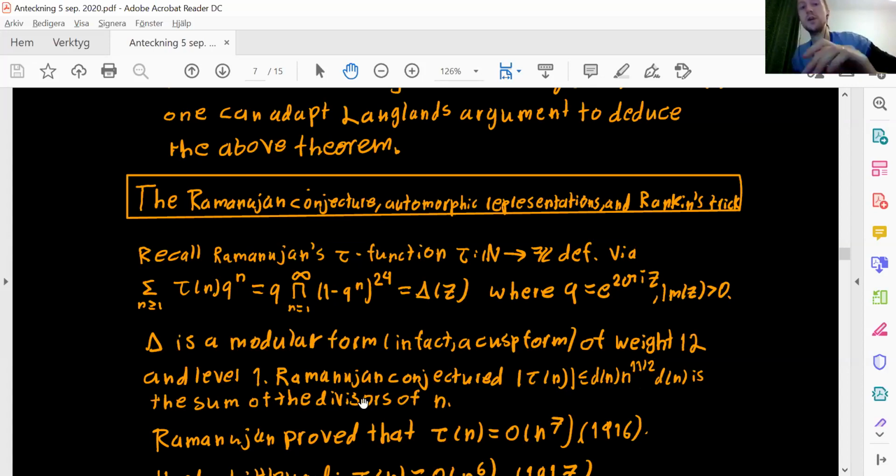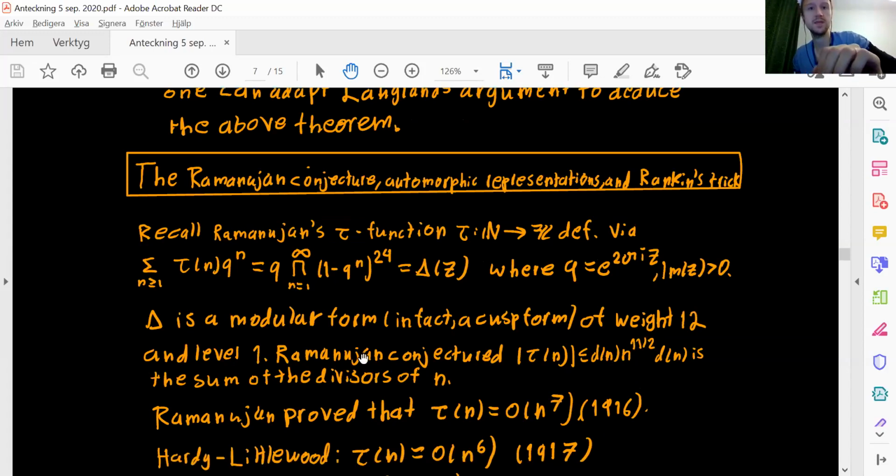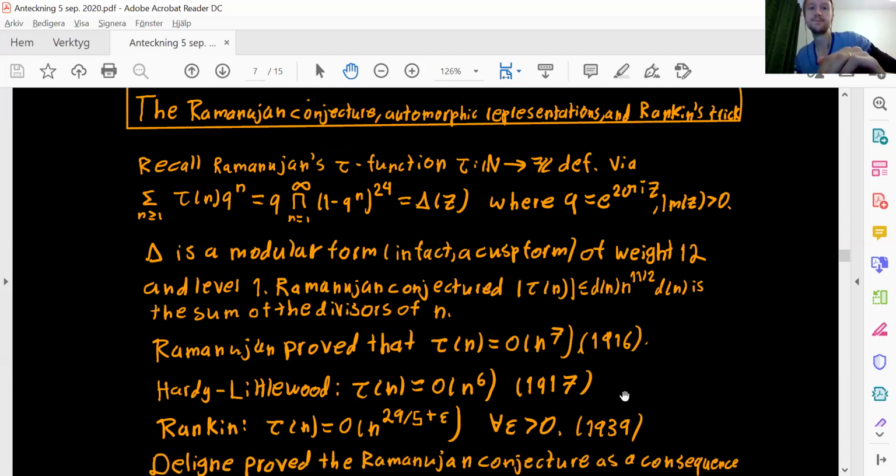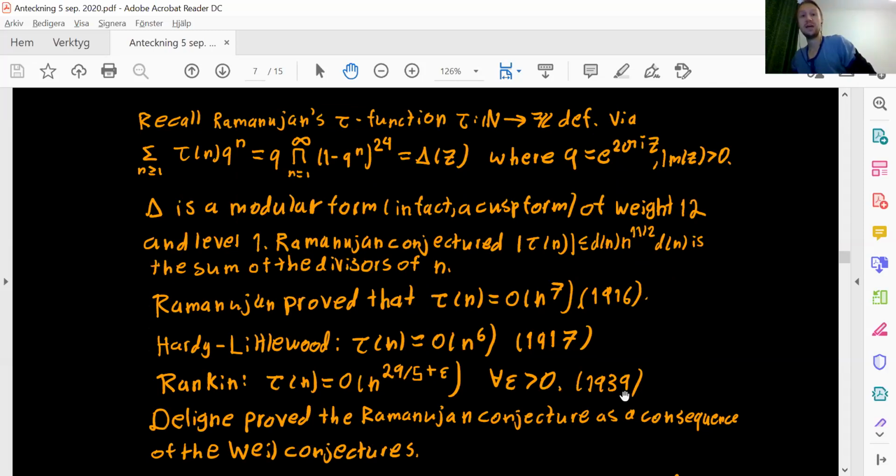Ramanujan managed to prove that tau(n) is O(n^7) in 1916. Then Hardy and Littlewood proved that tau(n) is O(n^6). Then Rankin proved that tau(n) is O(n^(29/5 + epsilon)) for all epsilon greater than 0. This was proved in 1939. And then with the Weil conjectures, Deligne proved the Ramanujan conjecture as a consequence of them.